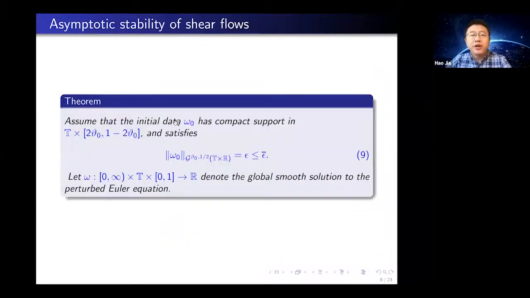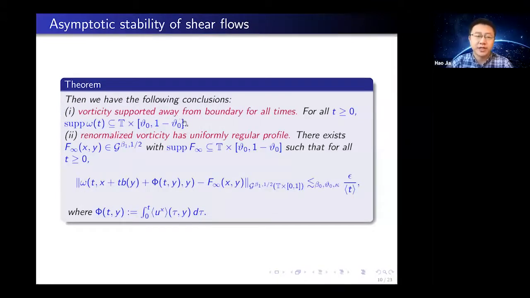And then we prove that if your initial vorticity is supported away from the boundary and small in the Gevrey 2 norm, then of course the 2D Euler has a globally existing smooth solution, but in addition we have the following very precise conclusions. The first one is that the vorticity will be supported away from the boundary for all time. This is a very important condition for the analysis, because for the 2D Euler, the boundary effect is very important if you want to study precise dynamics. We all know that for Navier-Stokes the boundary effect is very important, but in fact for the Euler, it's also very important. The second and most important conclusion: the renormalized vorticity has a uniformly regular profile.